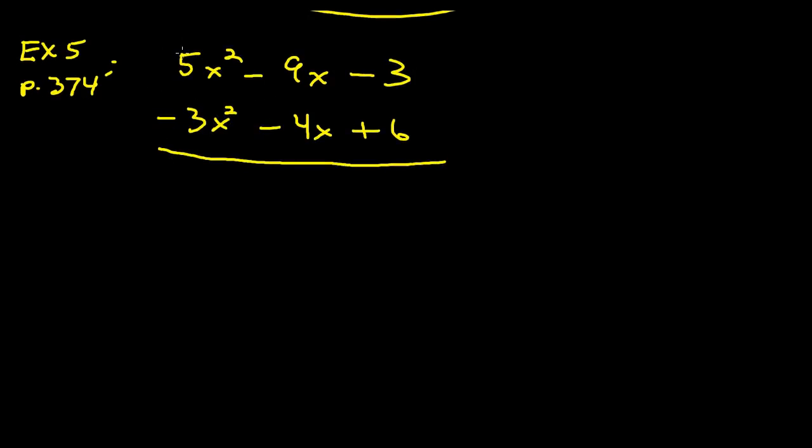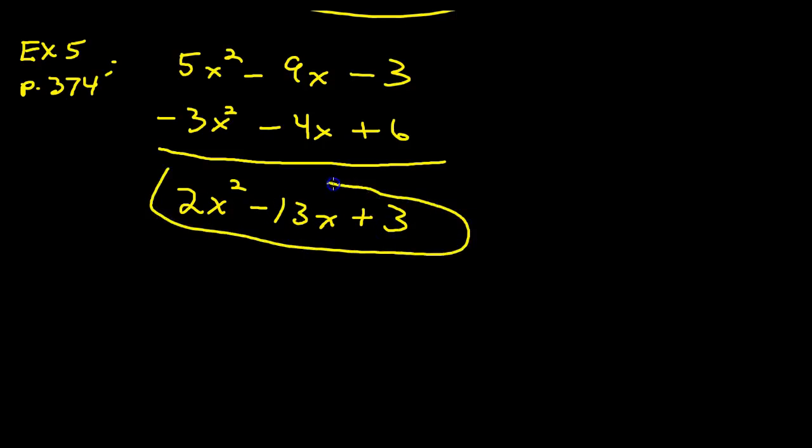Let's add the x squared terms. 5x squared plus a minus 3x squared gives me a 2x squared. Keep the same variable portion and add or subtract the coefficients as needed. Minus 9x minus 4x is minus 13x. And minus 3 plus 6 gives me a plus 3. Final answer, 2x squared minus 13x plus 3.